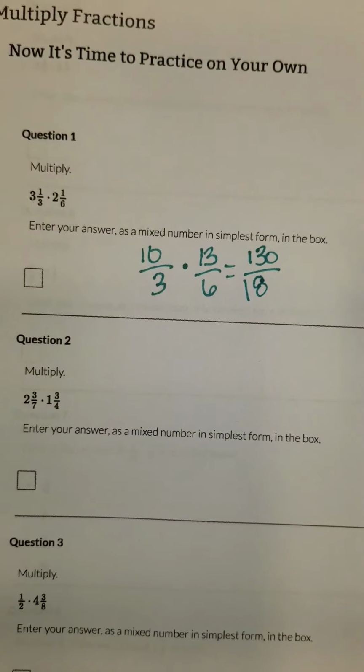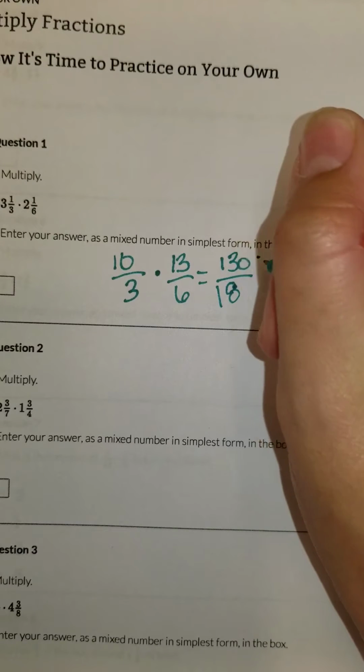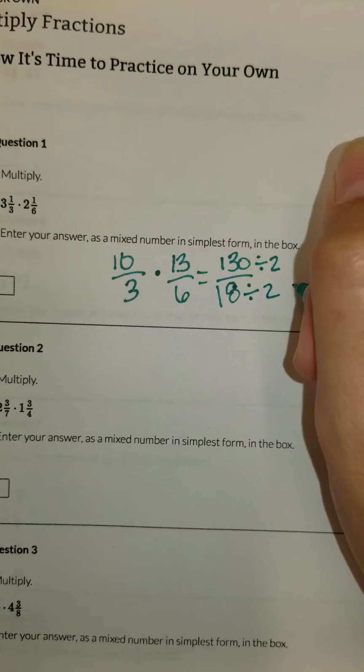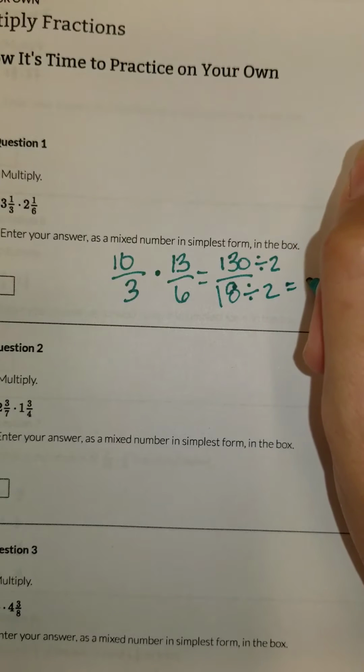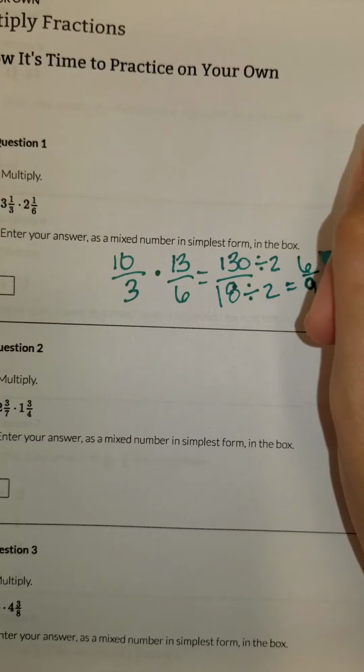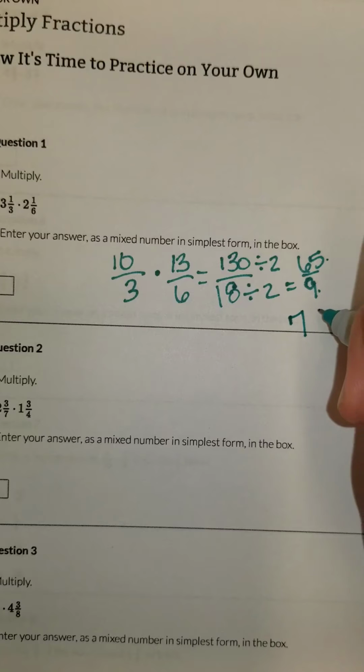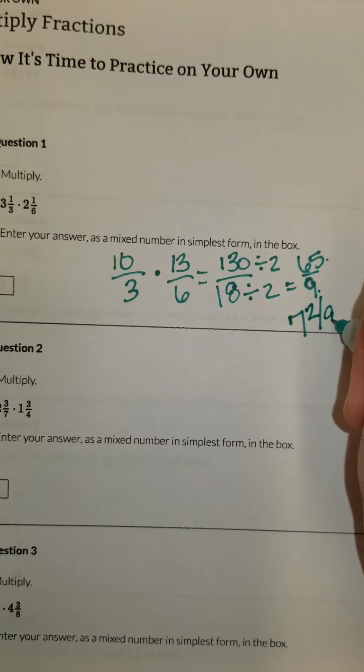I see both of these are divisible by 2, so I need to simplify. Okay, and it's 65 over 9. That's not in mixed number form or proper form. So I'm going to say 9 goes into 65 7 times, that's 63 with 2 left over. So my answer is 7 2/9.